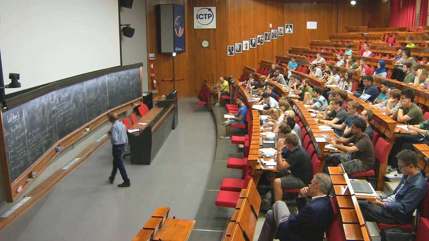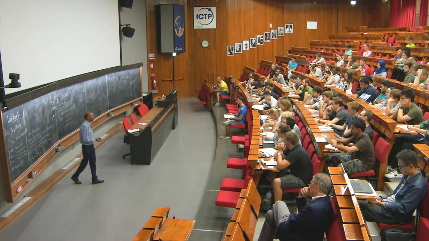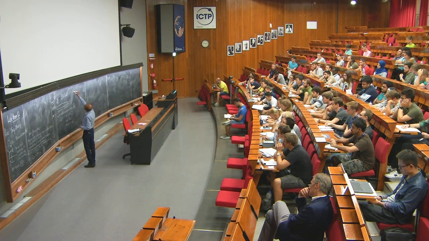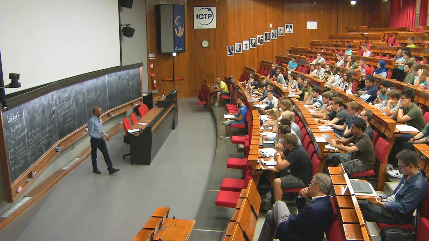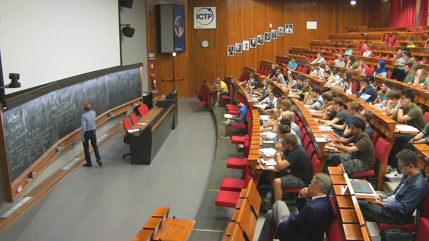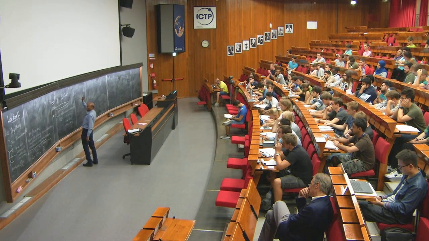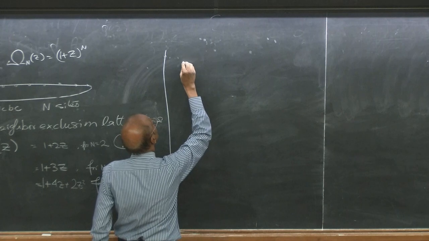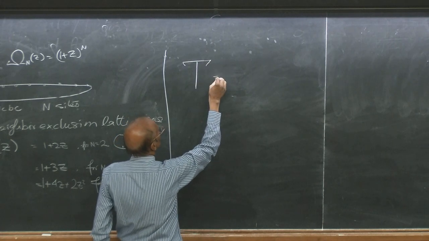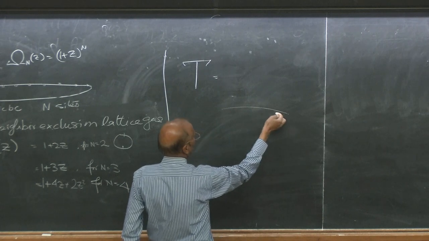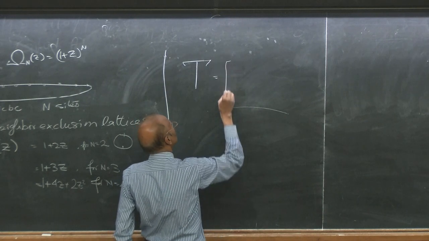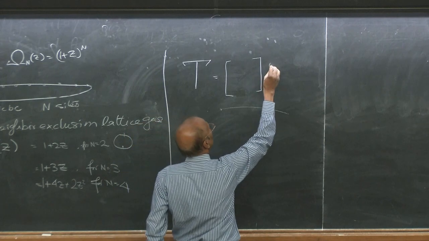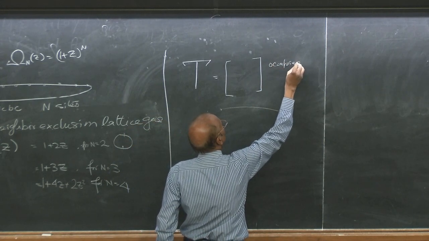Okay, but can I determine omega n of z for arbitrary n, say n equal to 500? The answer is yes. I've done it in the past, or you have done it in your class using transfer matrices. So I define a transfer matrix T. So that sort of the partition function up to n, and then I add one more. So this is a 2 by 2 matrix. You look at the last site, it can be occupied or empty.